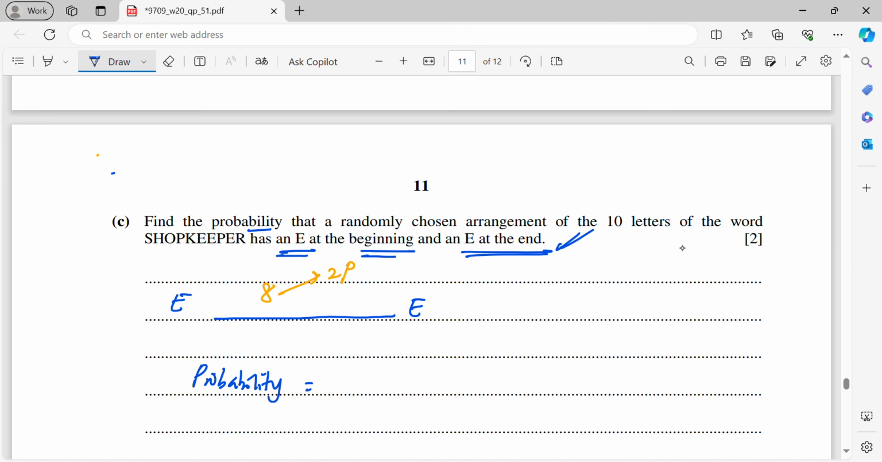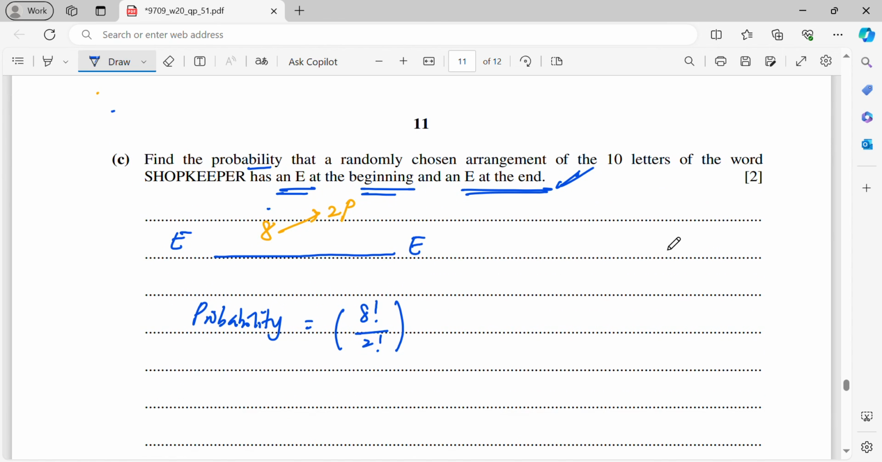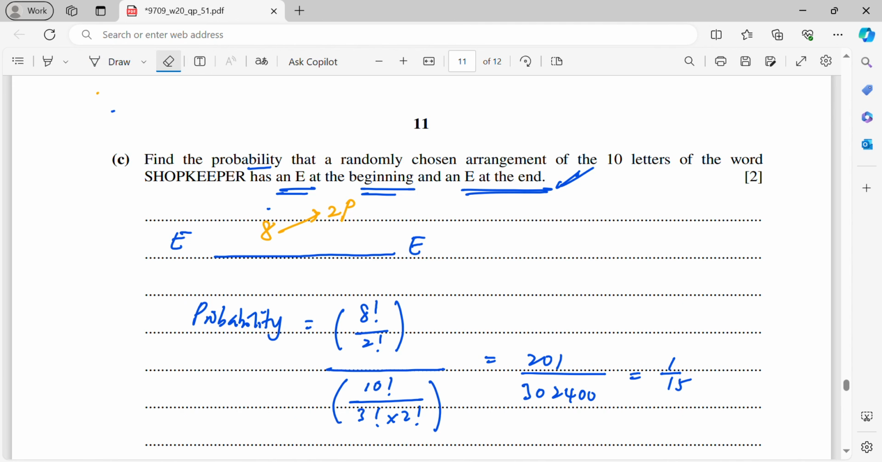To satisfy this condition, I'm arranging 8 letters, but out of 8 letters 2 are P's, so divide by 2 factorial. This is the number of arrangements starting with E and ending with E, over total arrangements without restriction, that is 10 factorial over 3 factorial times 2 factorial. The 3 is because of the 3 E's, and 2 factorial is because of the 2 P's. Then from here, you will be getting 20160 over 302400, and the final answer is 1 over 15. So that's the solution of this question.